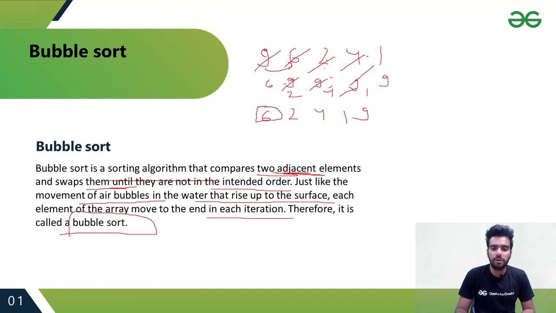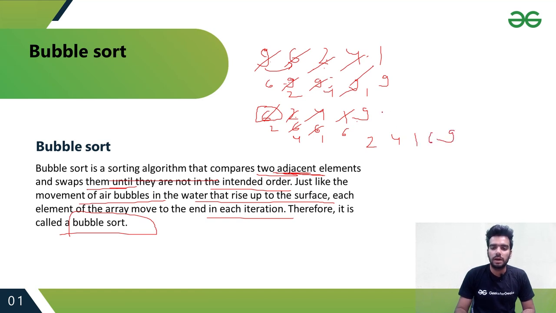Now it will again check for 6. Is 6 less than this value? No. So it will swap these two values, 2 and 6. This is also not less than, so it will come 4 and 6. 6 is also not less than 1, so it will again swap. Here will come 1 and here will come 6. So after the second iteration, the array will be 2, 4, 1, 6, 9.